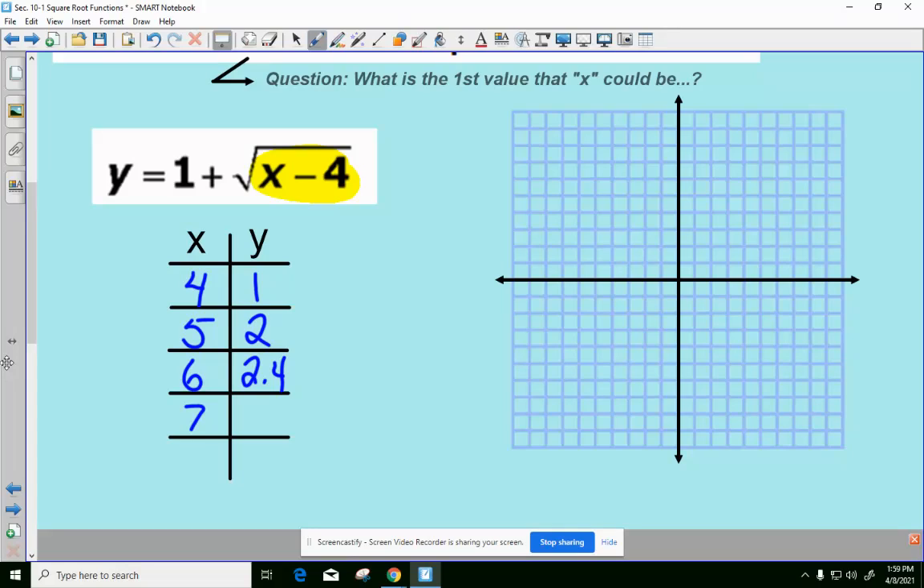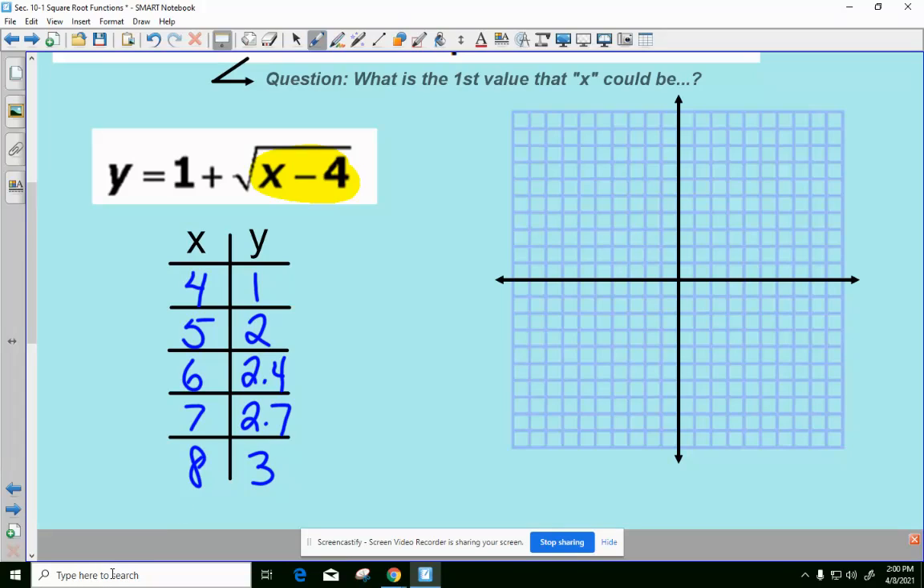Once you figure out where it starts, no problem. You're just going to run the pattern from there. But we have to figure out that first input value that we can put into the function. So if you put a 7 in, 7 minus 4 is 3, square root of 3 is 1.7, add 1, 2.7. And then 8 will be the last number I choose. 8 minus 4 is 4. Now listen, if I'm going 1, 2, 2.4, 2.7, my answer better not be less than 2.7, right? And that answer does come out to be a 3.